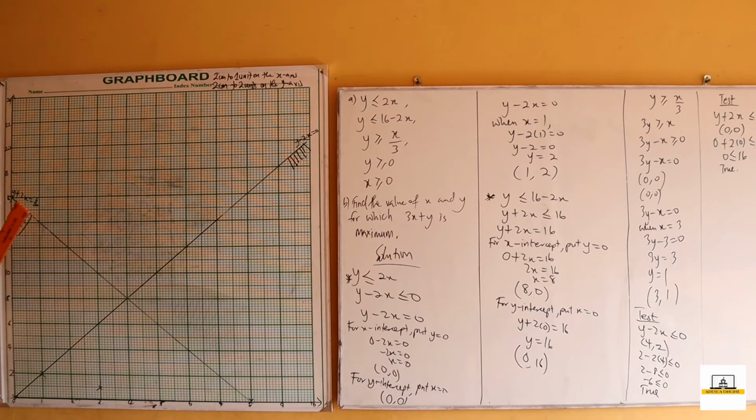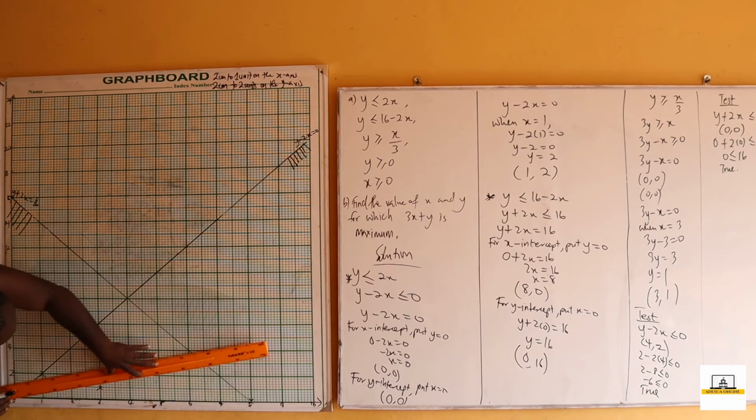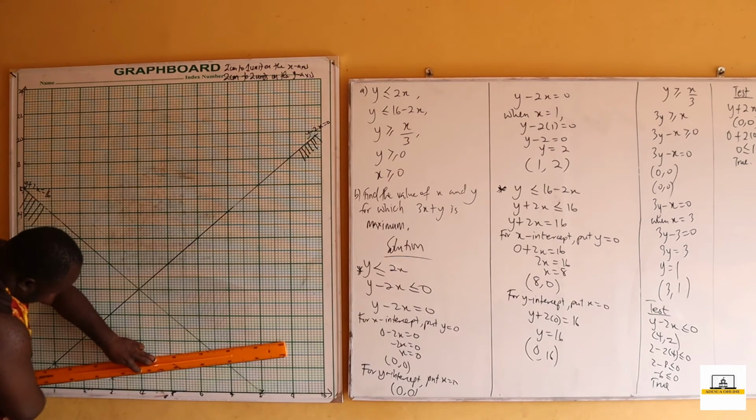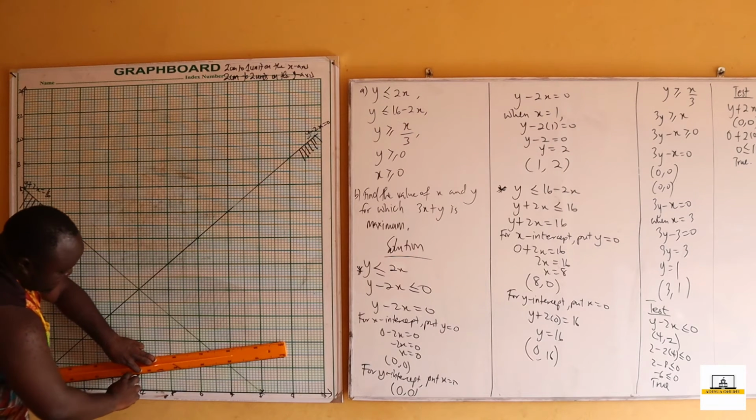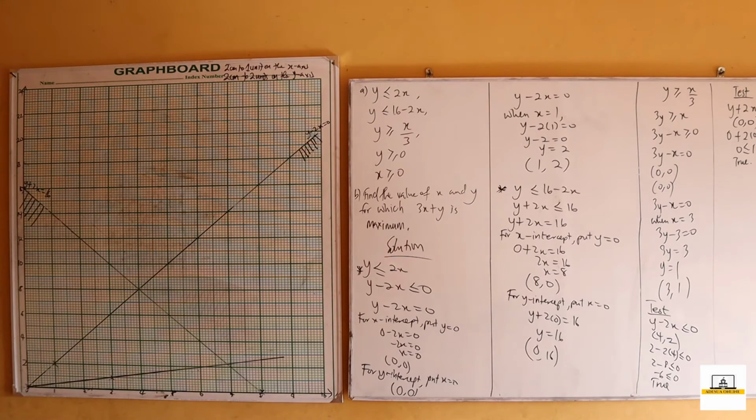So with 0, 0, and 3, 1, we are going to draw the straight line of 3y minus x equal to 0. So let's draw that line first. You start at 0, 0, the origin. And when x is 3, y is 1. So we draw the line. So we have 0, 0, and we have 3, 1. So you have that line here.